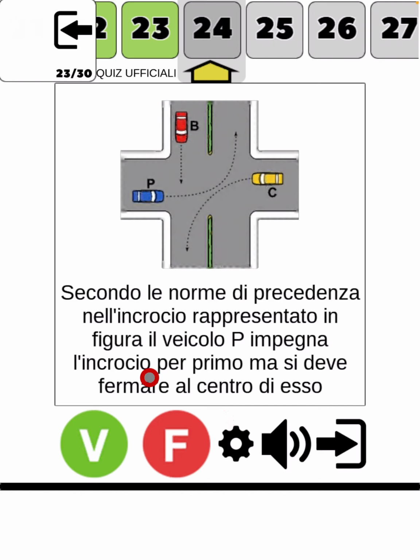This question is falso. According to the precedence rules at the intersection shown in the figure, vehicle P enters the intersection first but must stop in the center of it. It's falso. As vehicle C, the yellow car, is turning towards the left, this one doesn't have to stop. This one will pass first. After the P, B. After the B, C. This question is falso.